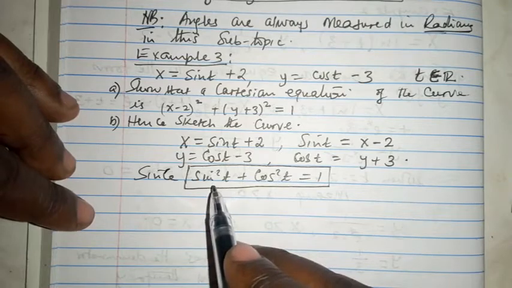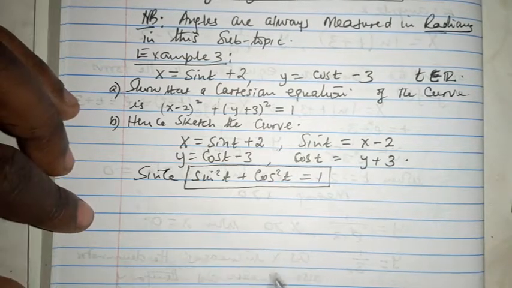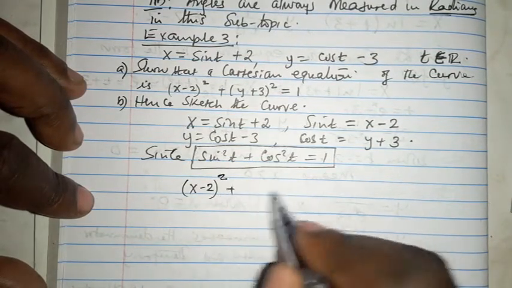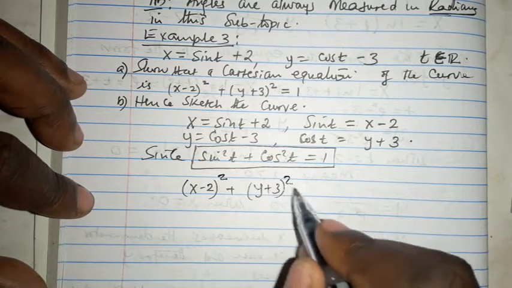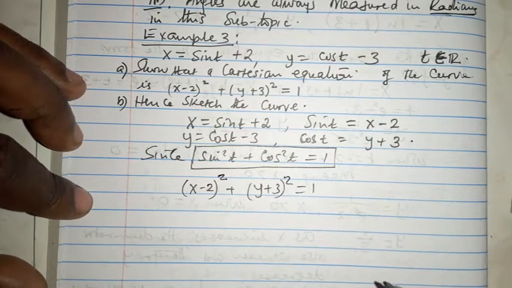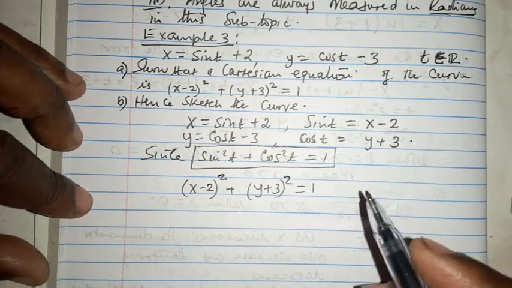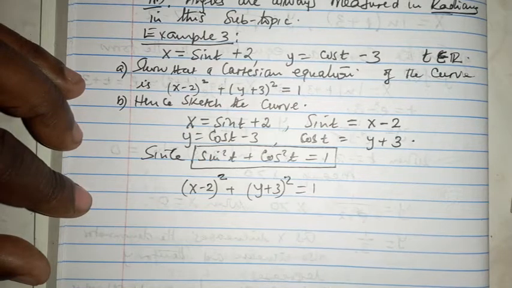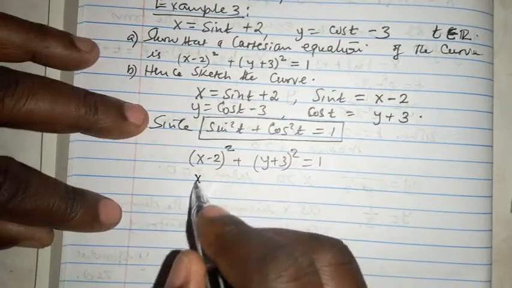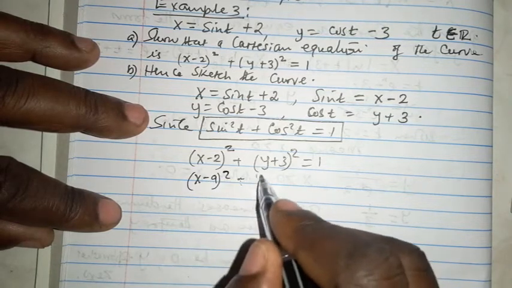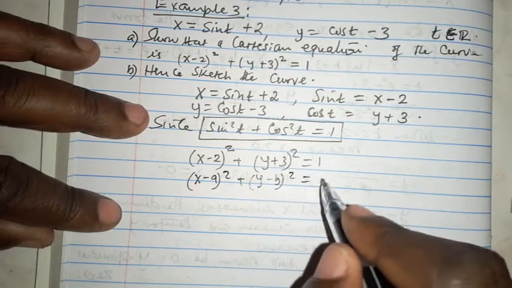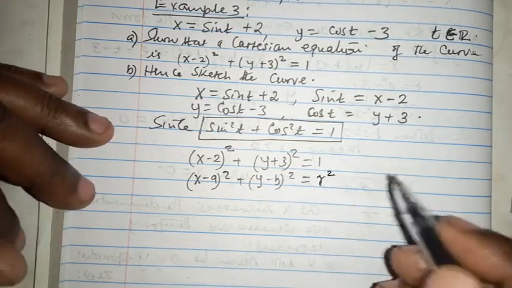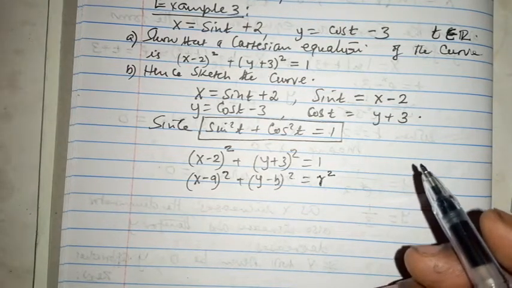Substituting these two equations in this general relationship, you're going to have x minus 2 squared plus y plus 3 squared equals 1. Undoubtedly, this becomes the equation of a circle. It resembles the equation of a circle, x minus a squared plus y minus b squared equals r squared, where r is the radius.